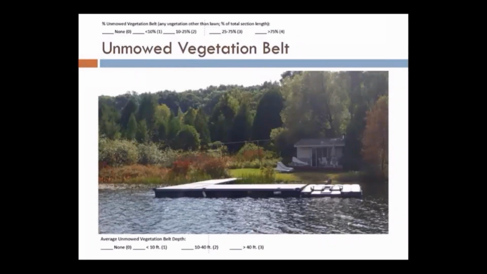This section of shoreline exhibits a couple of different depths of unmowed vegetation. On your left-hand side, the unmowed vegetation starts as shrubby growth along the shoreline and becomes forest further back. It's definitely more than 40 feet deep. On your right-hand side, there's just a narrow strip of unmowed vegetation behind the dock before the lawn. This is easily less than 10 feet.